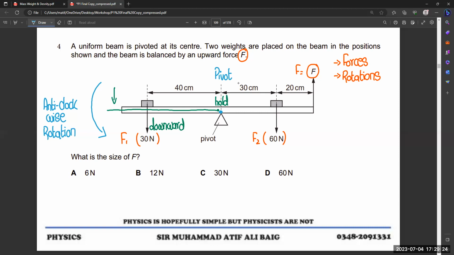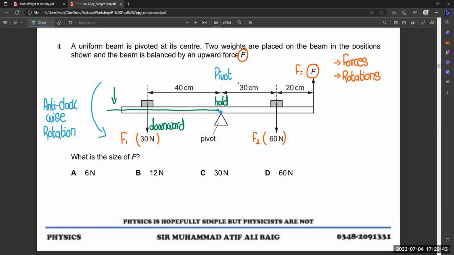One more thing, whenever you are going to identify the rotation for an individual object, ignore all other objects, right? Only consider one force, right? So is it clear for everyone that the first force is acting in anti-clockwise direction? Yes, it's clear.